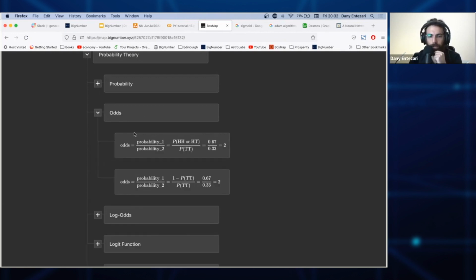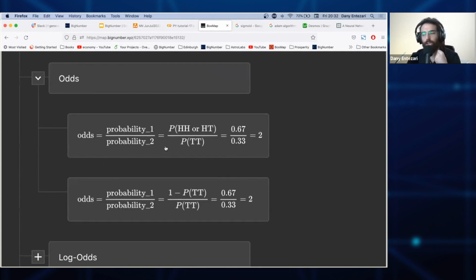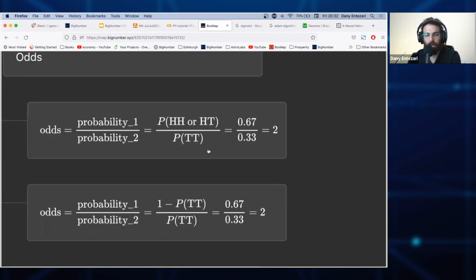Then we have odds. Odds is the ratio of 2 probabilities. For example, let's say you have 2 people who are making a bet, and we want to know who has a higher probability of winning the bet. One person bets on getting tails and tails. The other person bets on getting either heads and heads or heads and tails. So they have a higher probability because their number of chosen outcomes is greater.